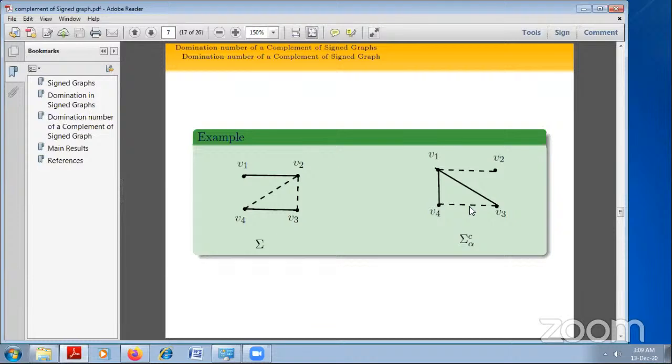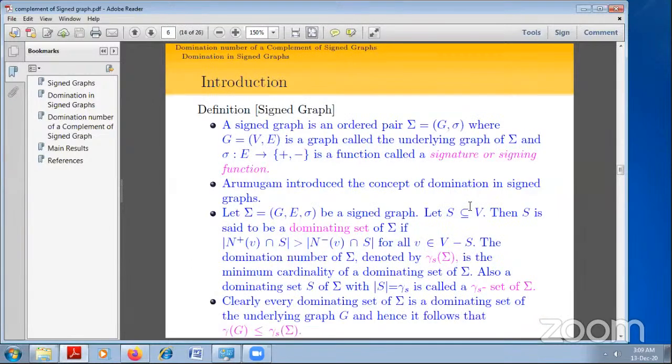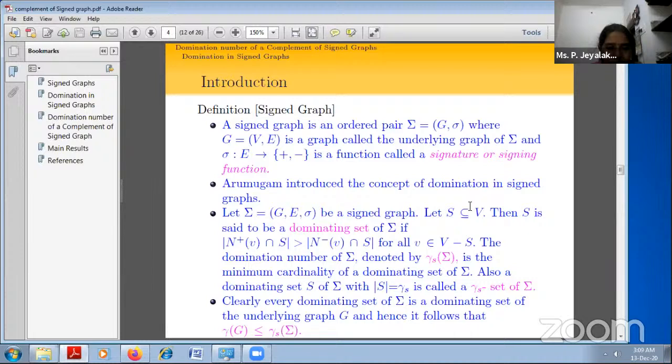But in this one, it is under a new definition. You can create a theory and other things, and how far that theory will be taken up, I don't have any idea, because we are stuck in the complement of a signed graph.